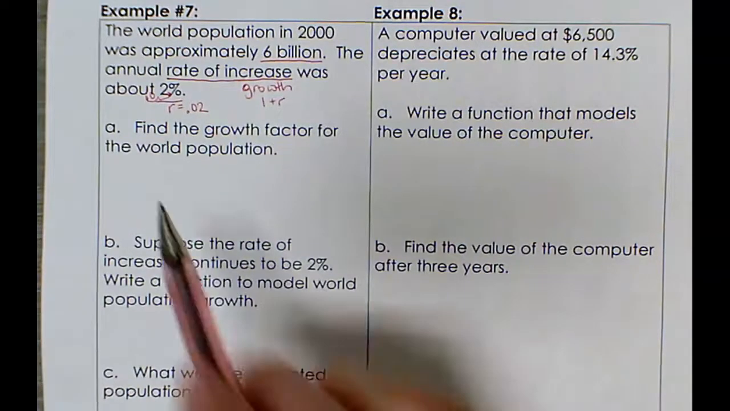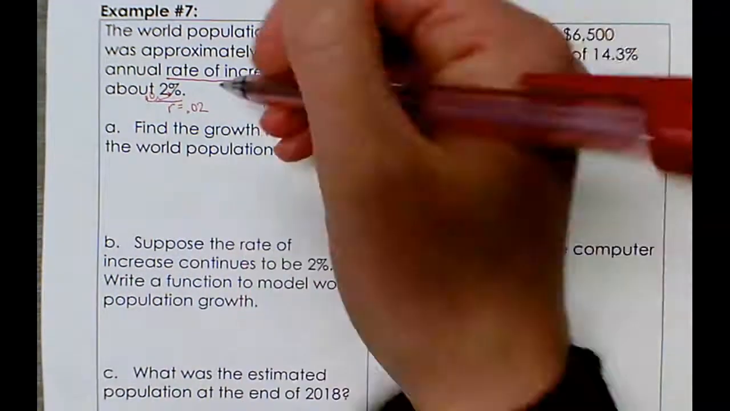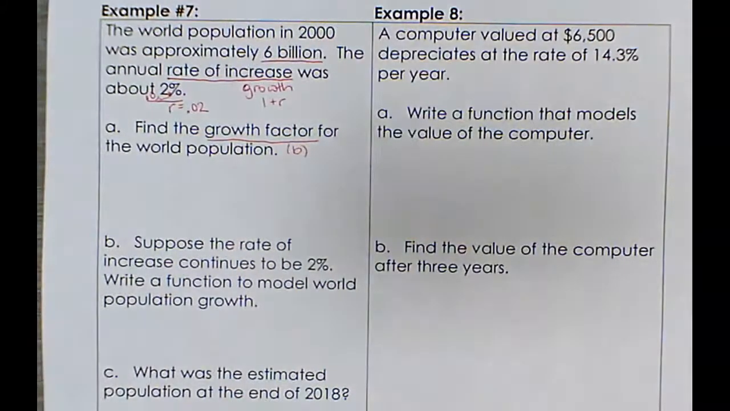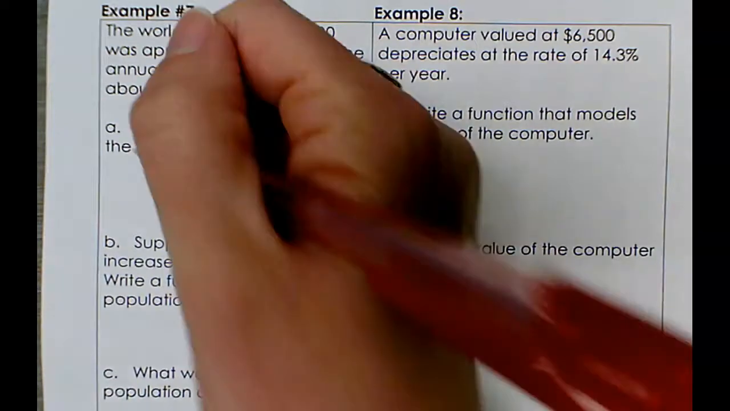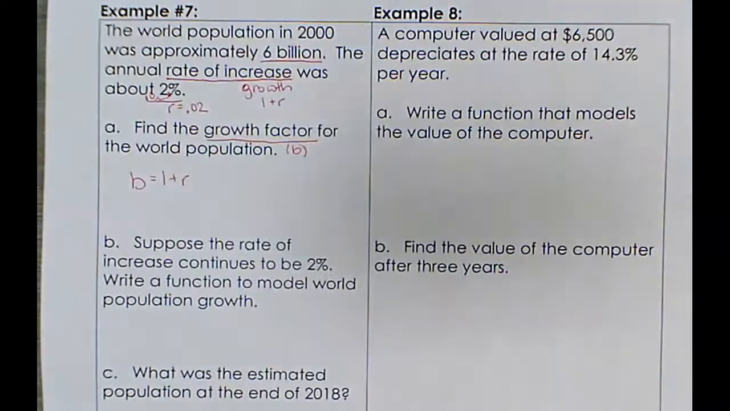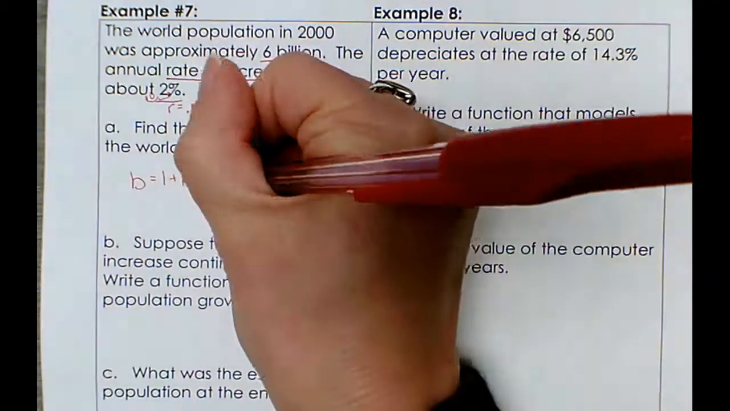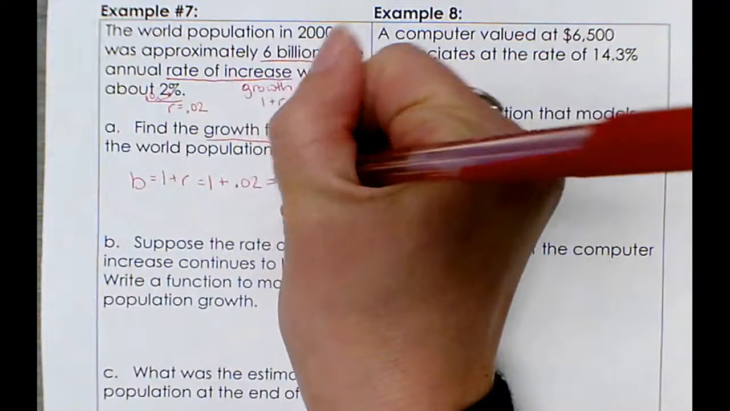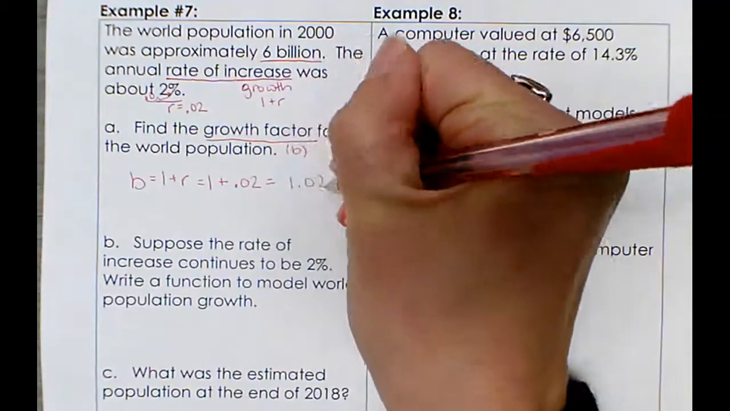The first step says find the growth factor, that's the b value, for the world population. So the growth factor b is 1 plus the rate, because when you grow, you add. So this is 1 plus 2%, or 0.02. My growth factor is 1.02.